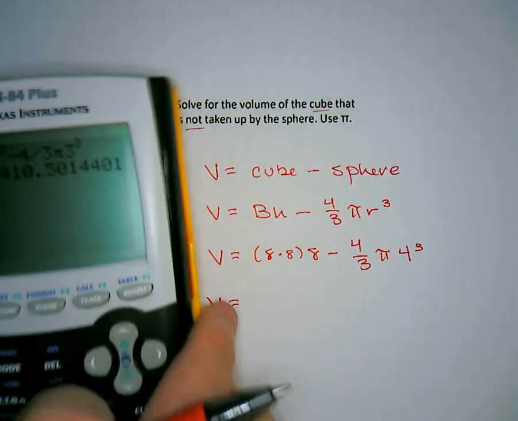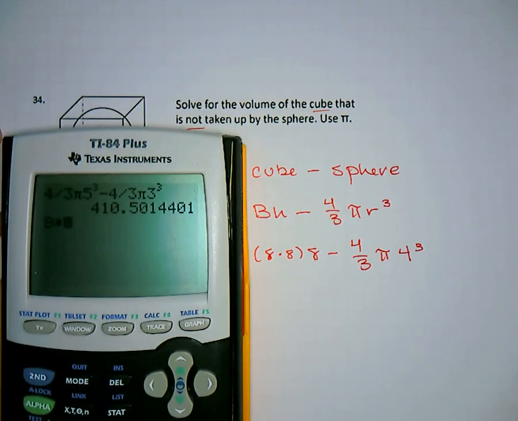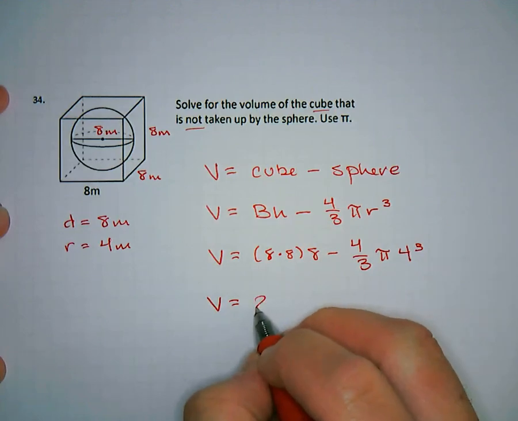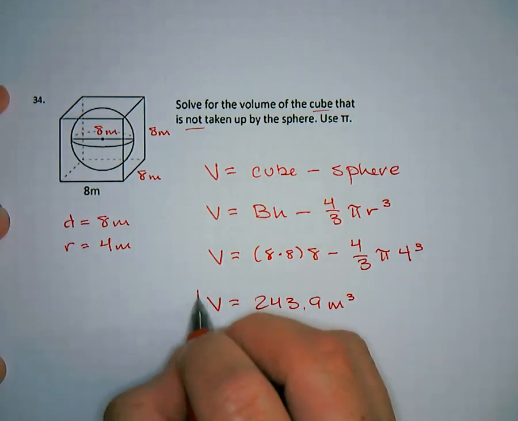So let's put that in our calculator. We've got 8 times 8 times 8, okay? And from that we're going to subtract 4 divided by 3, pi, second caret, and then 4 to the third power. So 4 caret 3. That raises it all to the third power there. Hit that enter button, and we get 243.917. So we're going one decimal place, so 243.9, and we're talking about meters cubed.